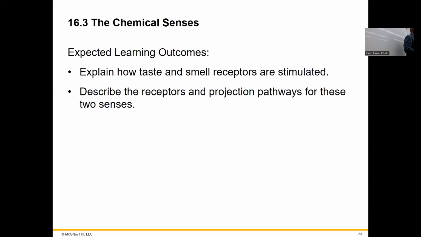gustation. We said gustation is different from gestation with an E. Students sometimes tend to mix gestation with gustation. Gustation with a U, that is taste. And gestation with an E, that is pregnancy. Okay, so we're going to see how your body processes.